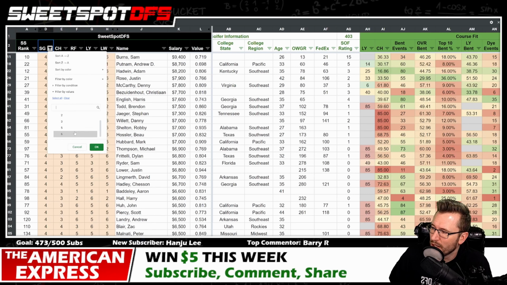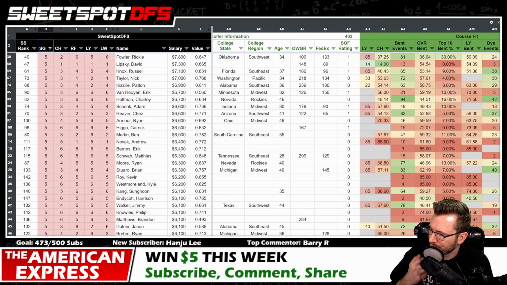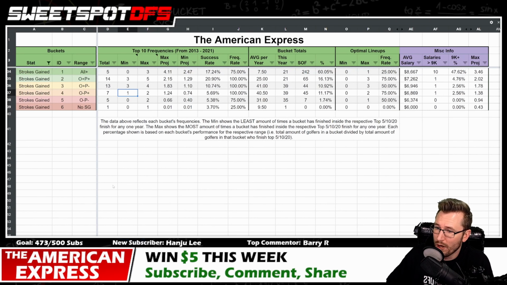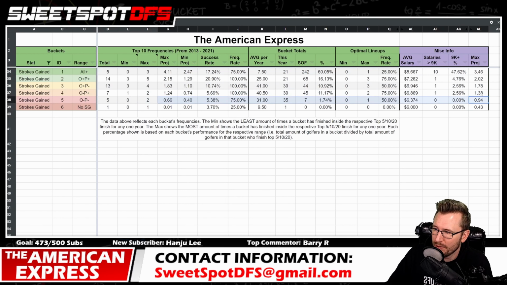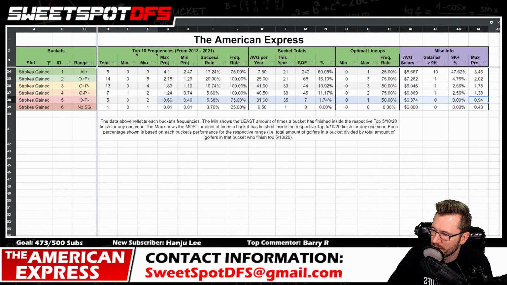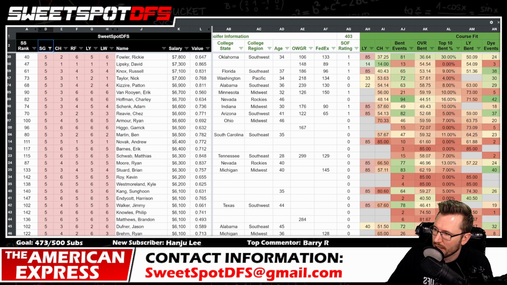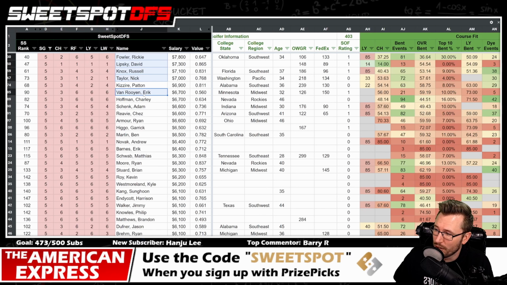Stroke chain 5. Let me load this up before talking about it. We want 0 to 1, and that actually remains constant with the conservative max projection. And Rickie Fowler, really David Lipsky, I guess I don't mind, but okay. I see more golfers that I like. Fowler, Lipsky, Knox, Taylor, Van Rooyen. I don't mind Charlie Hoffman.